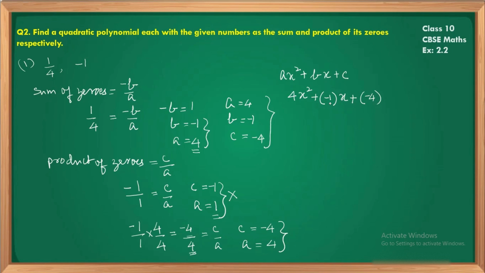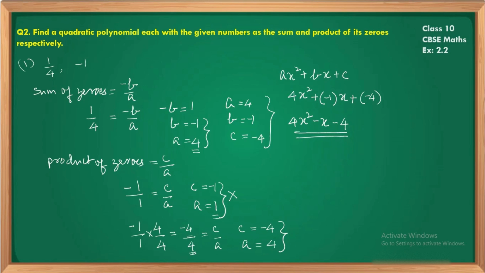Whenever you have plus or minus, please ensure that you put brackets so that you get the correct answer. Now it is equal to 4x square, plus into minus is minus x, and again plus into minus, minus 4. Now this is the equation required for us.